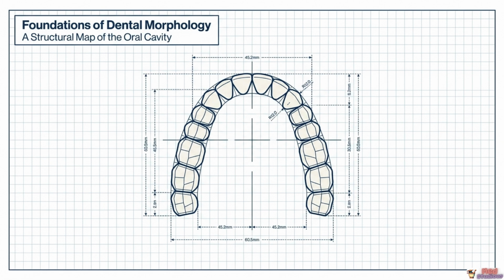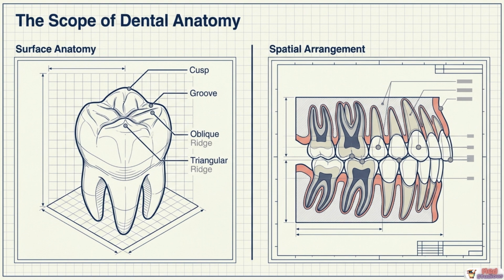Before you can understand any single tooth, you need to understand the arch it lives in, because dental anatomy is fundamentally about structure in space. Over the next few minutes, we'll zoom from this big picture arch all the way down to individual cusps and grooves, then build back up to how the whole system functions together for chewing, speech, and facial form. Let's get into it. Dental anatomy operates on two levels simultaneously, and you need to think in both.